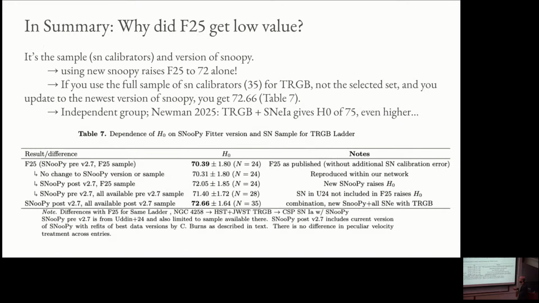So at the end of the day, this is the F25 result. We were able to reproduce it to within very good accuracy. That's this row. And then when we update to the new SNooPy and just refit the supernova, it goes up to 72. Let's skip to the bottom row. When you add in all 35 or 55 calibrators that are in the literature, it goes up a little bit more. Thank you. So at the end of the day, we still think everything is consistent. And she agrees. I think she does, yeah. Okay, good.